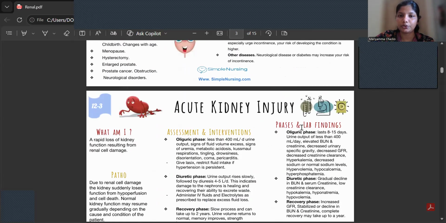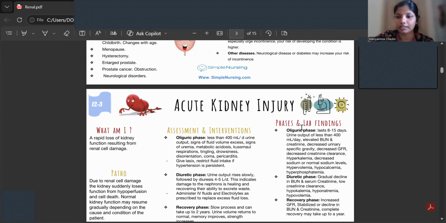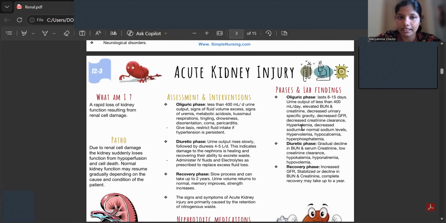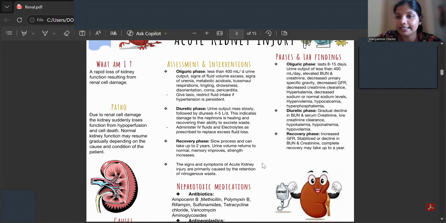Then let us discuss the renal system. What is acute kidney injury? Acute kidney injury is a rapid loss of kidney function, but it is a reversible condition. It can be reversed by correcting the original condition, through proper treatment and early recognition. If not treated, it may lead to chronic kidney disease.